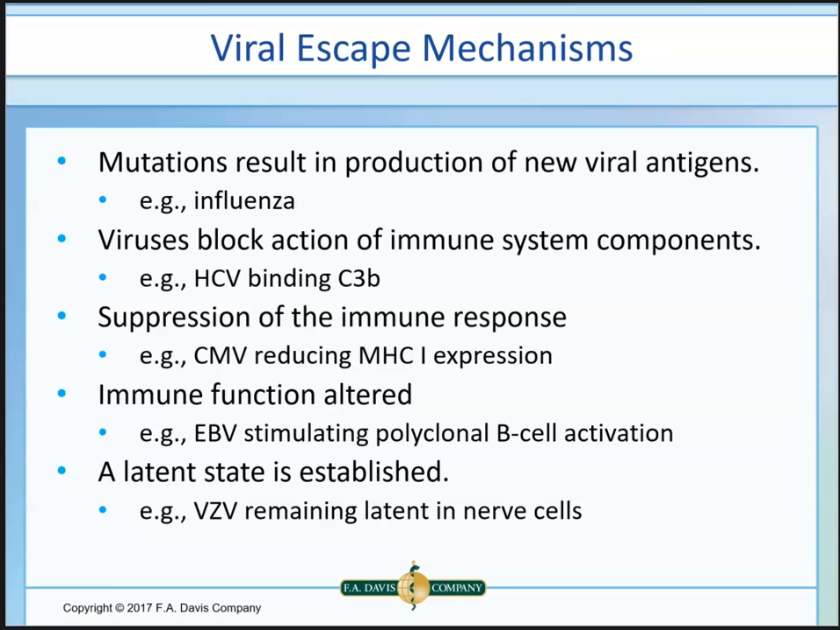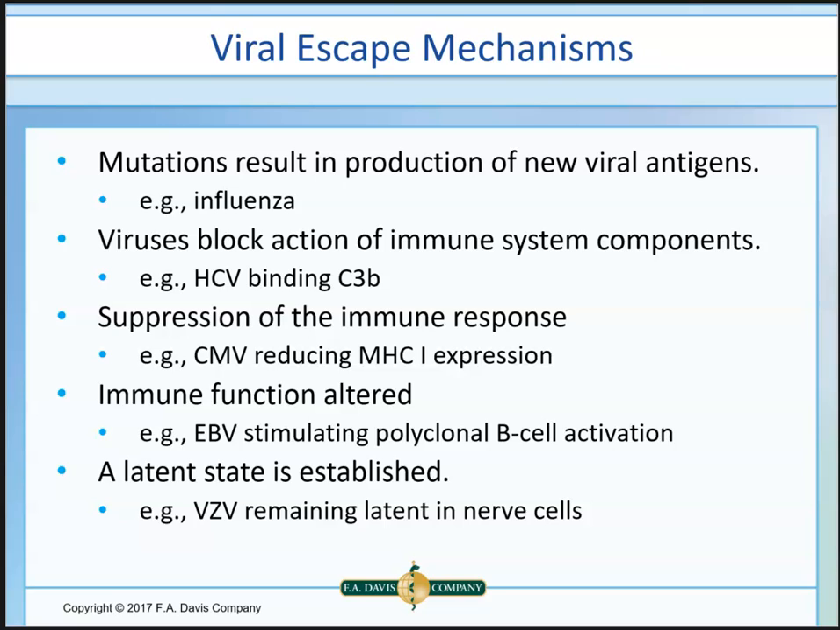We can suppress the immune response because CMV is able to reduce the expression of class 1. If it does that, then we can't realize that it's different, so we can't attack it. The immune function is altered. Epstein-Barr virus will stimulate polyclonal B-cell activation. Polyclonal activation will cause us to produce different types of antibodies that don't seem to work quite as well.